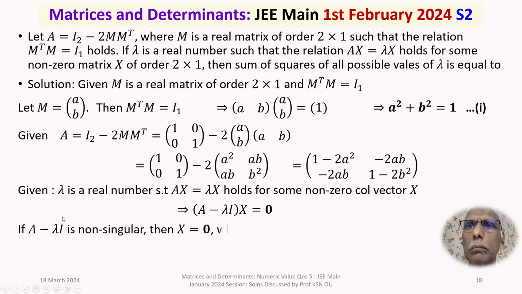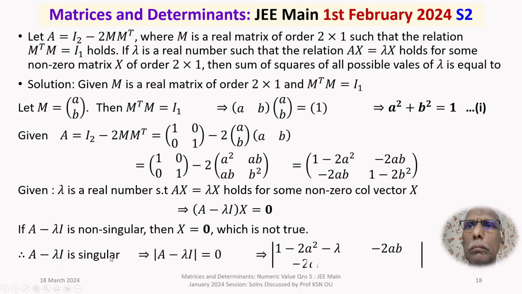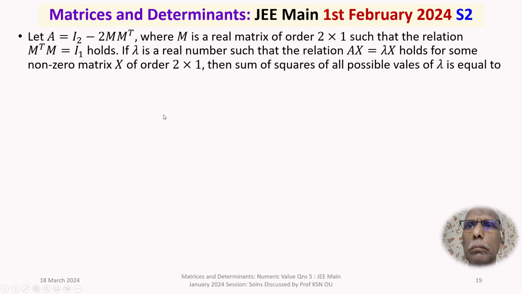So if A minus lambda I is non-singular, then you will get x is equal to the zero column vector, which is a contradiction because x is a non-zero column vector. Therefore, A minus lambda I being non-singular is not true. Therefore, it should be singular. So A minus lambda I is singular. The meaning of that is the determinant of A minus lambda I is 0. That is the determinant of the matrix A we have written, and that is equal to 0. We continue in the next slide.